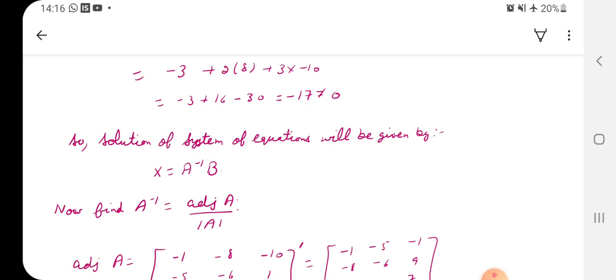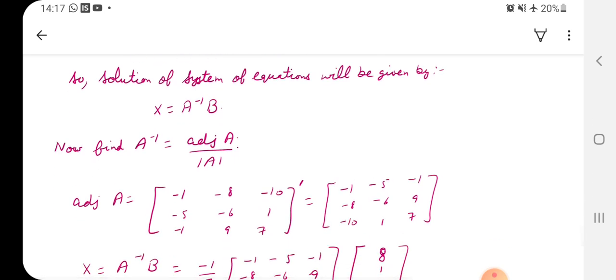So if A inverse exists, find the A inverse. What will be A inverse? It will be adjoint A by determinant of A. So find the adjoint A first of all. Adjoint A will be what? The transpose of the matrix of cofactors. So the matrix of cofactors is minus 1, minus 8, minus 10, minus 5, minus 6, 1, minus 1, 9, 7.